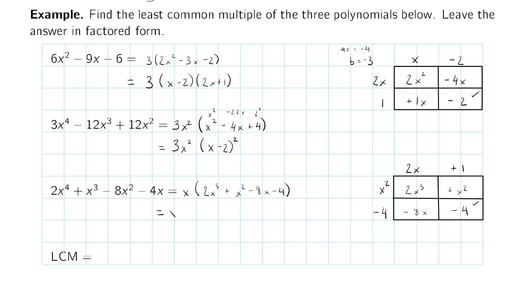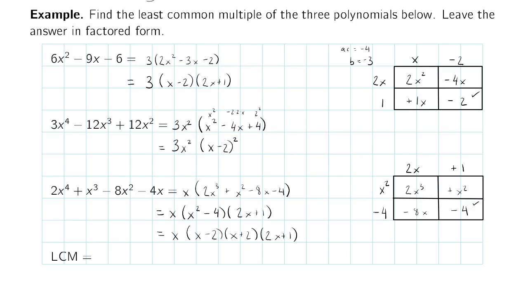So now I have x times x squared minus 4 times 2x plus 1. And then x squared minus 4, that's a difference of squares. So I have x times x minus 2 times x plus 2 times 2x plus 1. Okay, so now I've fully factored each of my polynomials. Now I can go through and find my least common multiple.